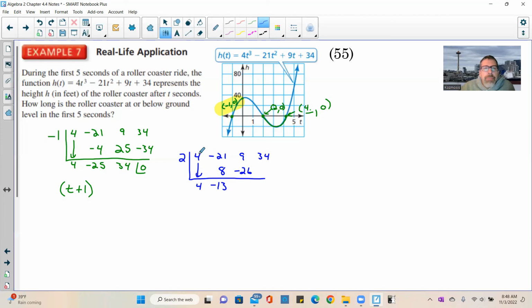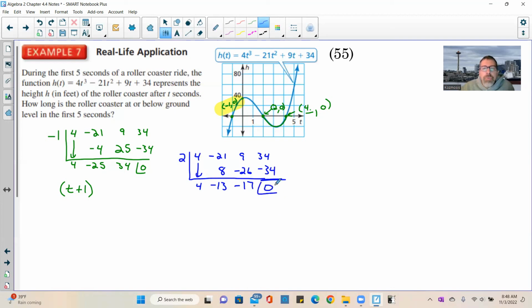Is that right? 4, -21, 9, 34. 2 times 4 is 8. -21 plus 8 is -13. 2 times -13 is -26. 9 minus 26 is -17. -17 times 2 is a -34. Okay, it's all correct. I was just starting to question myself there, but it all came out good.